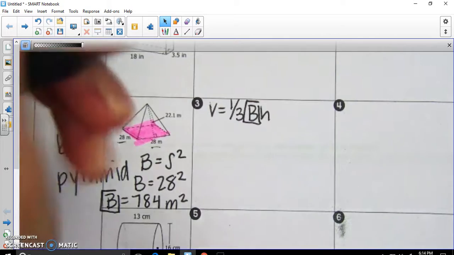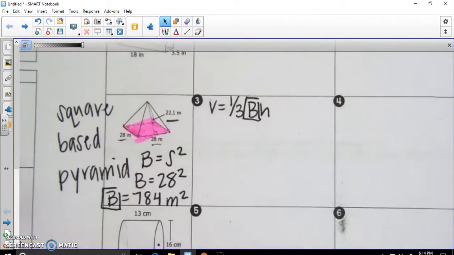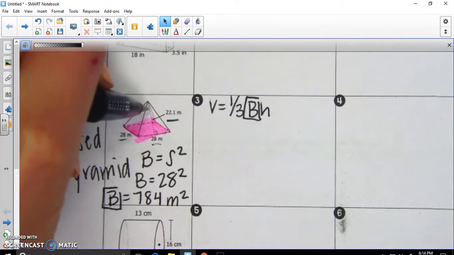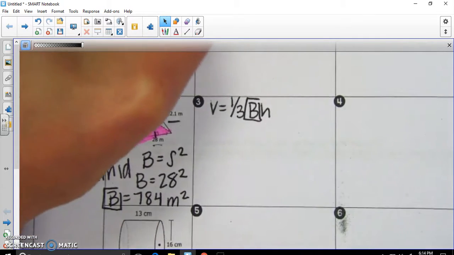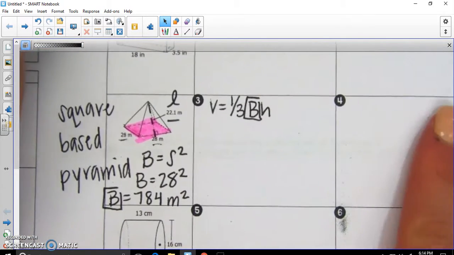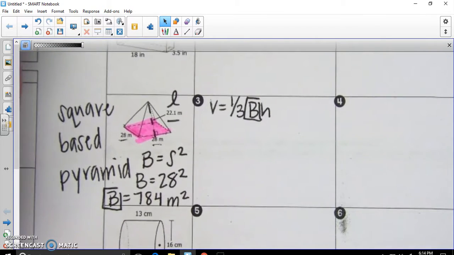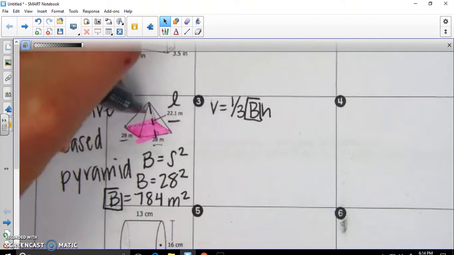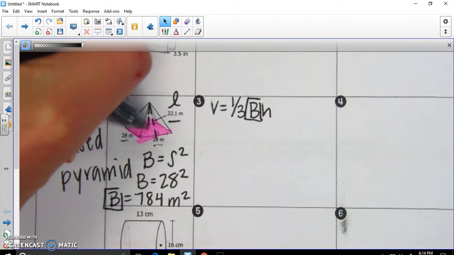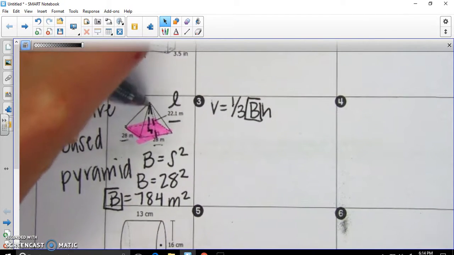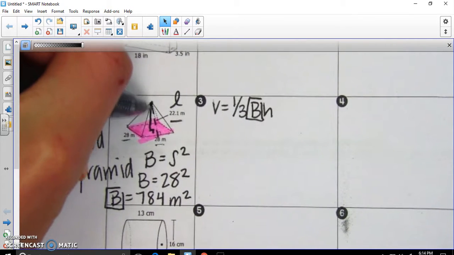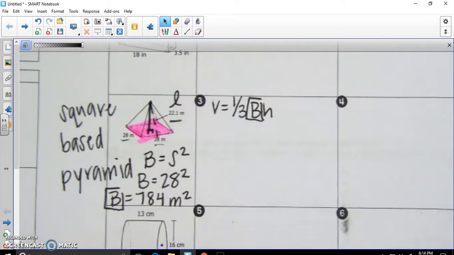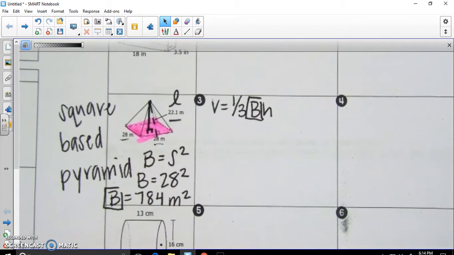Now we might assume that the height of the pyramid is 22.1, but that's referring to this slanted height right there. In fact, that is the slant height. That's what we're going to call L. We'll use that for surface area. We have to actually find the height of this pyramid. So here's what we're going to do. The height is the vertical distance from the base up to the top of the pyramid. So we can draw this vertical line coming down, and we need to figure out what it is.